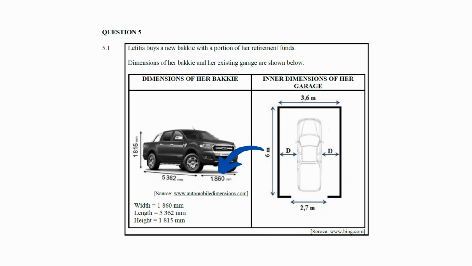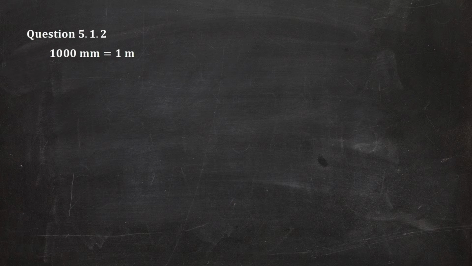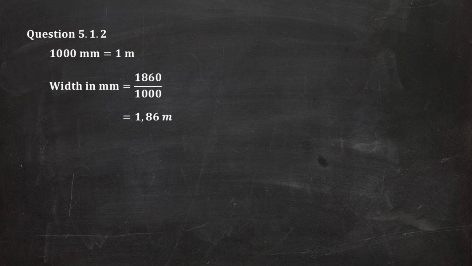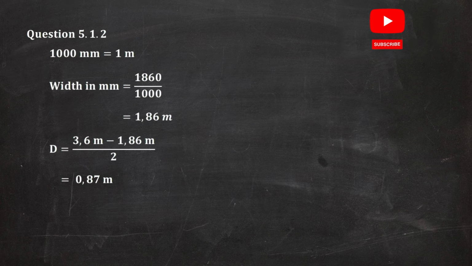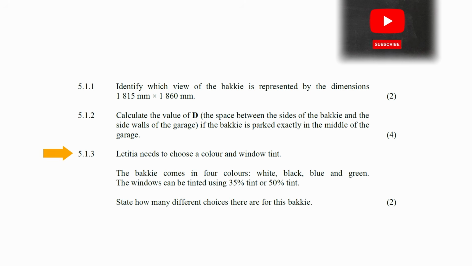But the dimensions of the width of the bakkie has to first be converted from millimeters to meters. You should recall that there are 1000 millimeters in 1 meter, so the width of the bakkie in meters equals 1860 millimeters divided by 1000, and this equals 1,86 meters. Now the value of D equals 3,6 meters minus 1,86 meters, divided by 2, and this gives you a value of 0,87 meters.